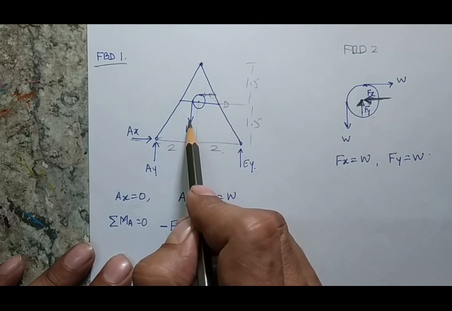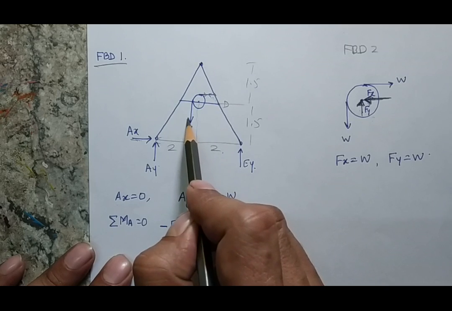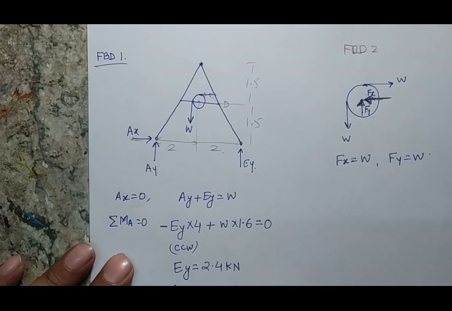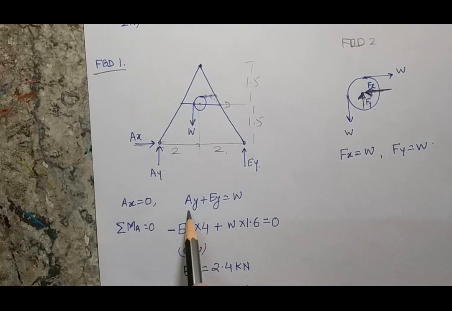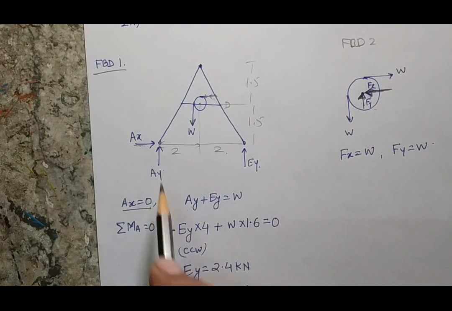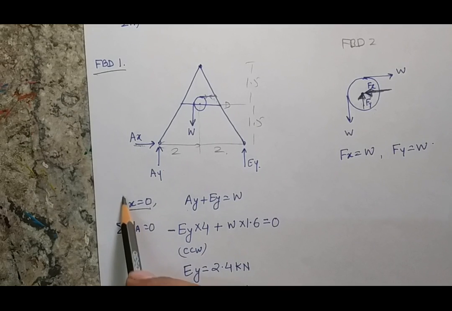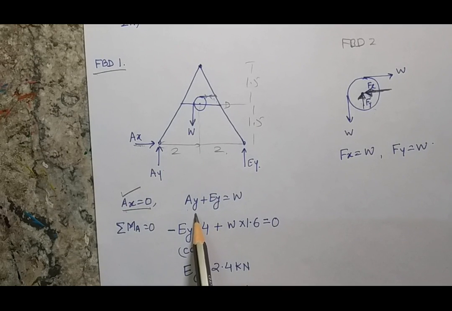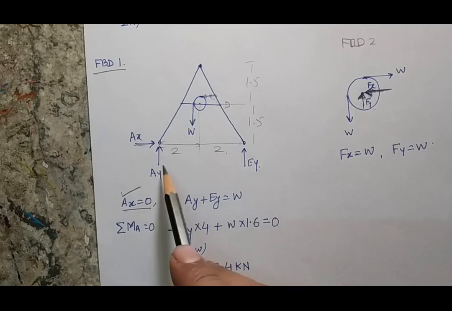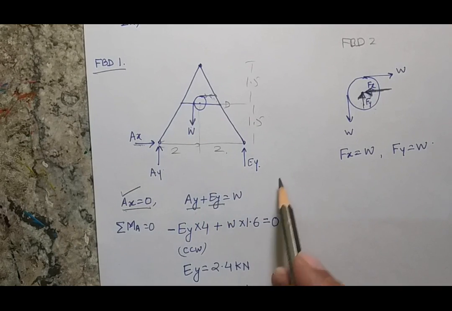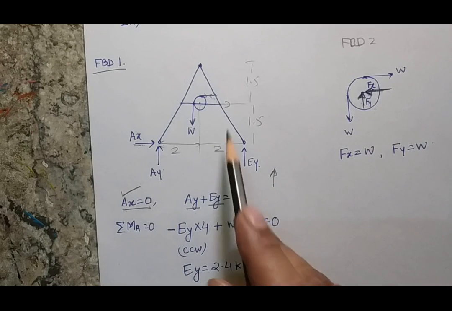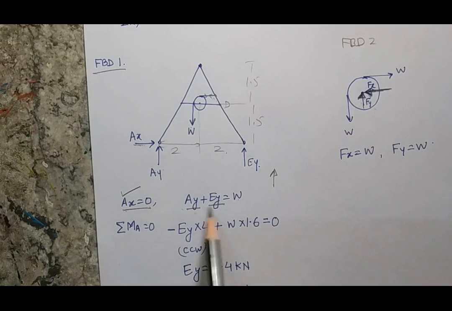The only force which I am going to take is coming because of the load W. Now if I balance the horizontal forces, there is only one horizontal force, so I know that AX will be 0. If I balance the vertical forces, there are 3 vertical forces, AY, EY and W. AY and EY are acting in the upward direction, W is acting in the downward direction, so these two forces will be balanced by W.